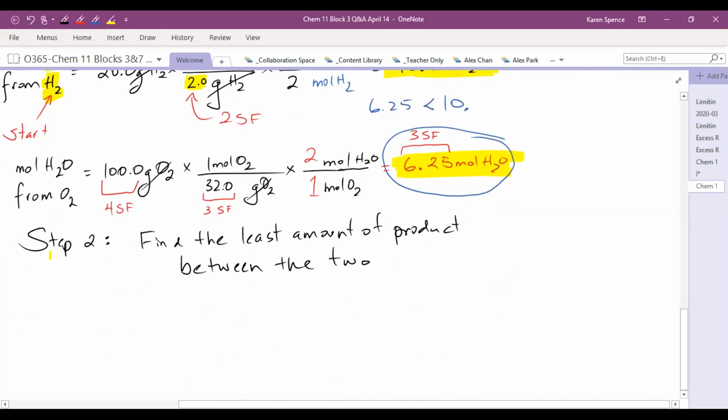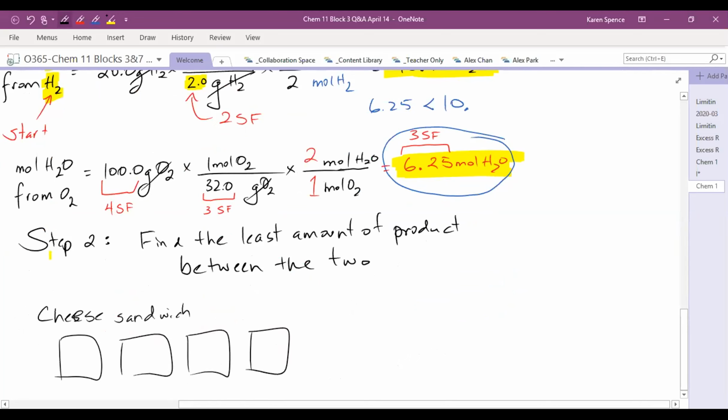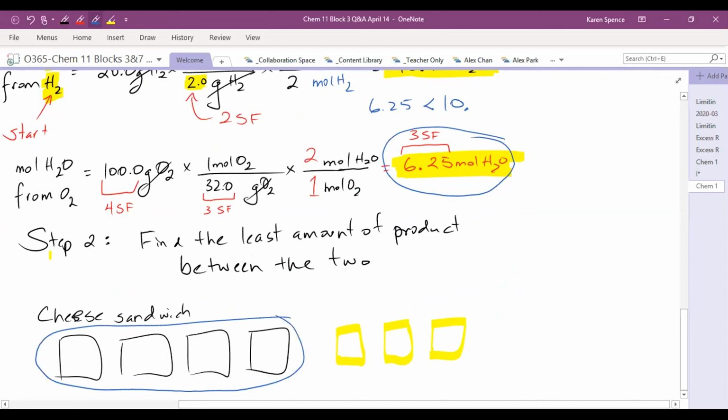If you've kind of forgotten how that works, let's do a very quick cheese sandwich example. If you have 4 slices of bread and you have 3 slices of cheese, how many sandwiches could you make from your 4 slices of bread? Just type it in. Yep, 2 sandwiches. That's how much we could make from our bread.